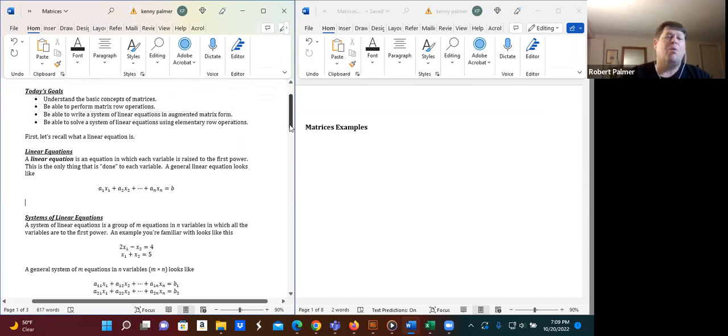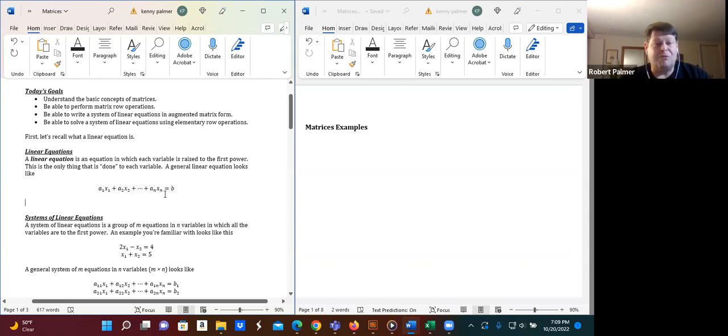First, let's remember what a linear equation is. A linear equation is an equation where all your variables, and it can be several variables, are all to the first power. So a general linear equation looks like this. It's kind of mathematical, but instead of calling the variables x, y, and z, so we don't run out of letters, we just call them x1, x2, and so on until xn, wherever that is.